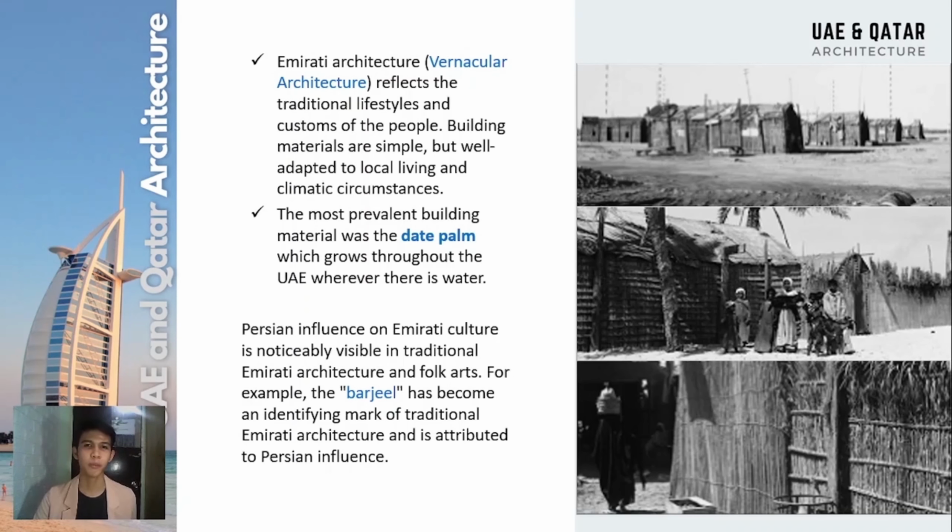Building materials are simple, but well adapted to local living and climatic circumstances. The most prevalent building material was the date palm, which grows throughout the UAE whenever there is water.